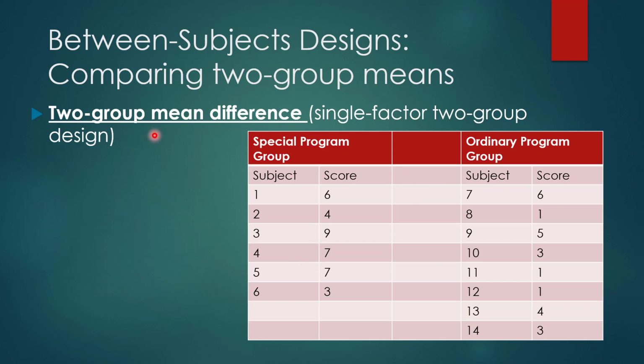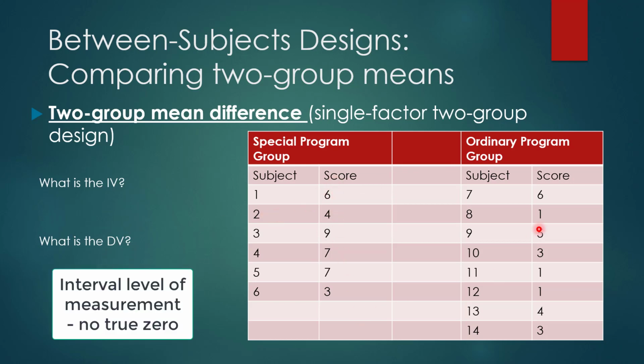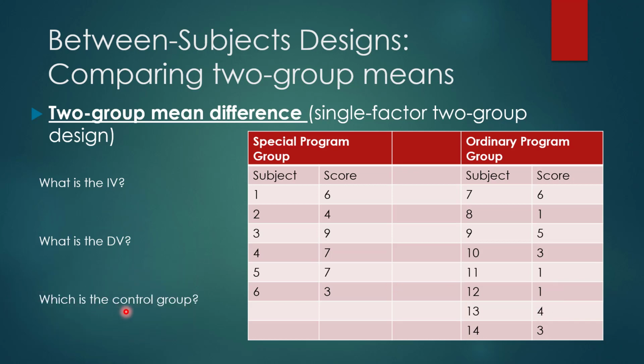So let's think about, just to remind ourselves of all these different terms we're talking about, what's the independent variable? What is being manipulated? It's the type of group that they're in, if they're in the special program or the ordinary program. What's the dependent variable? What's being measured? The dependent variable is going to be the score that they got, the effectiveness of that job training program. So which is the control group here? Which one is going to be like our baseline? Is it the special program or is it the ordinary program? Probably the ordinary program group.